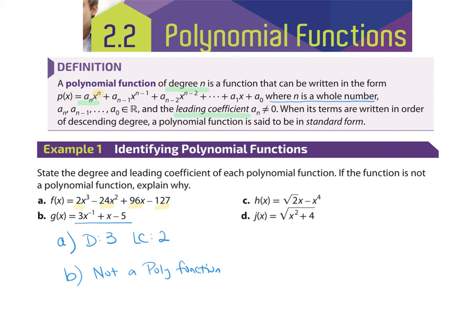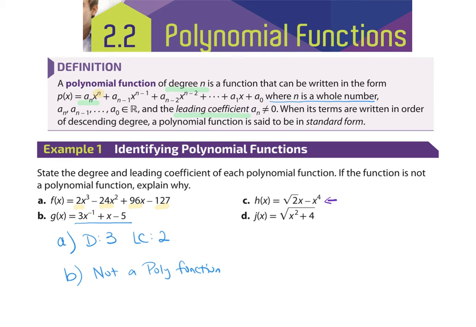All right, let's look at this next one. First of all, is this in standard form? Highest exponent to lowest exponent. No. Are all of my exponents whole numbers? Yes. Coefficients don't have to be whole numbers, by the way. All right, so that square root of 2 is okay.